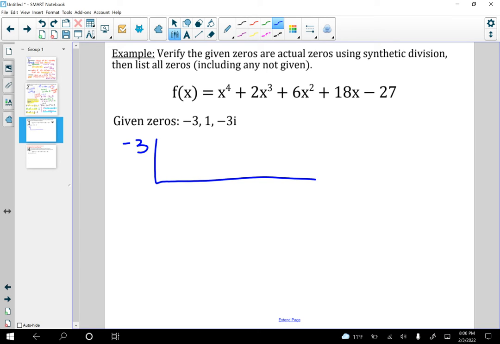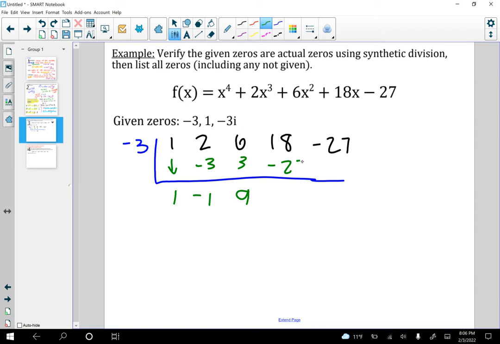Okay, coefficients from the polynomial: 1, 2, 6, 18, -27. No placeholders needed. Okay, I'm going to do this fairly quickly. So remember, you bring down, multiply outside, add inside. So here we go. Boom. Remainder of 0. So they didn't lie. That is a zero.